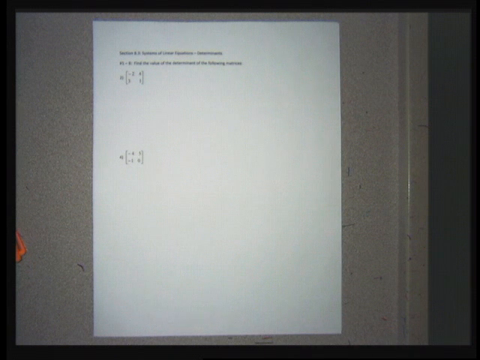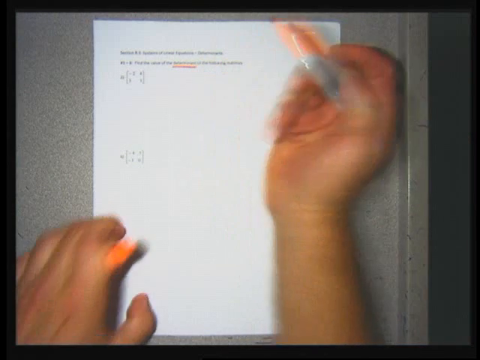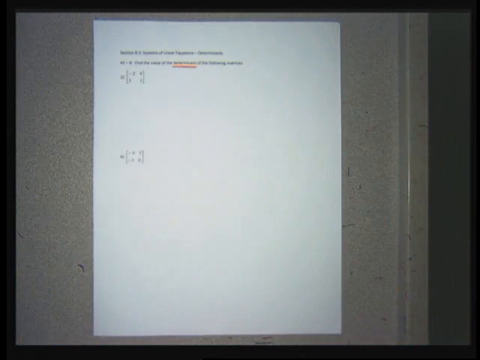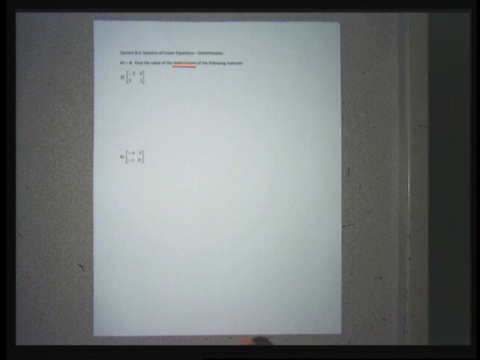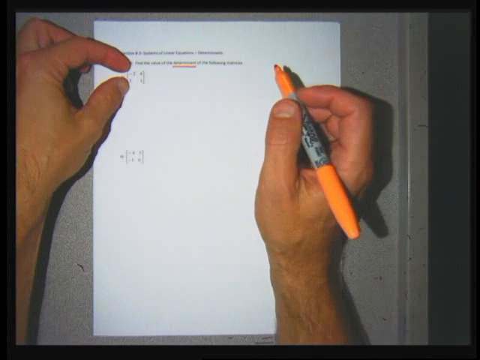This is supposed to be a friendly section. It's a section on something called a determinant. A determinant is a number that's associated with a matrix, and it's only associated with square matrices. A square matrix has the same number of rows as columns.